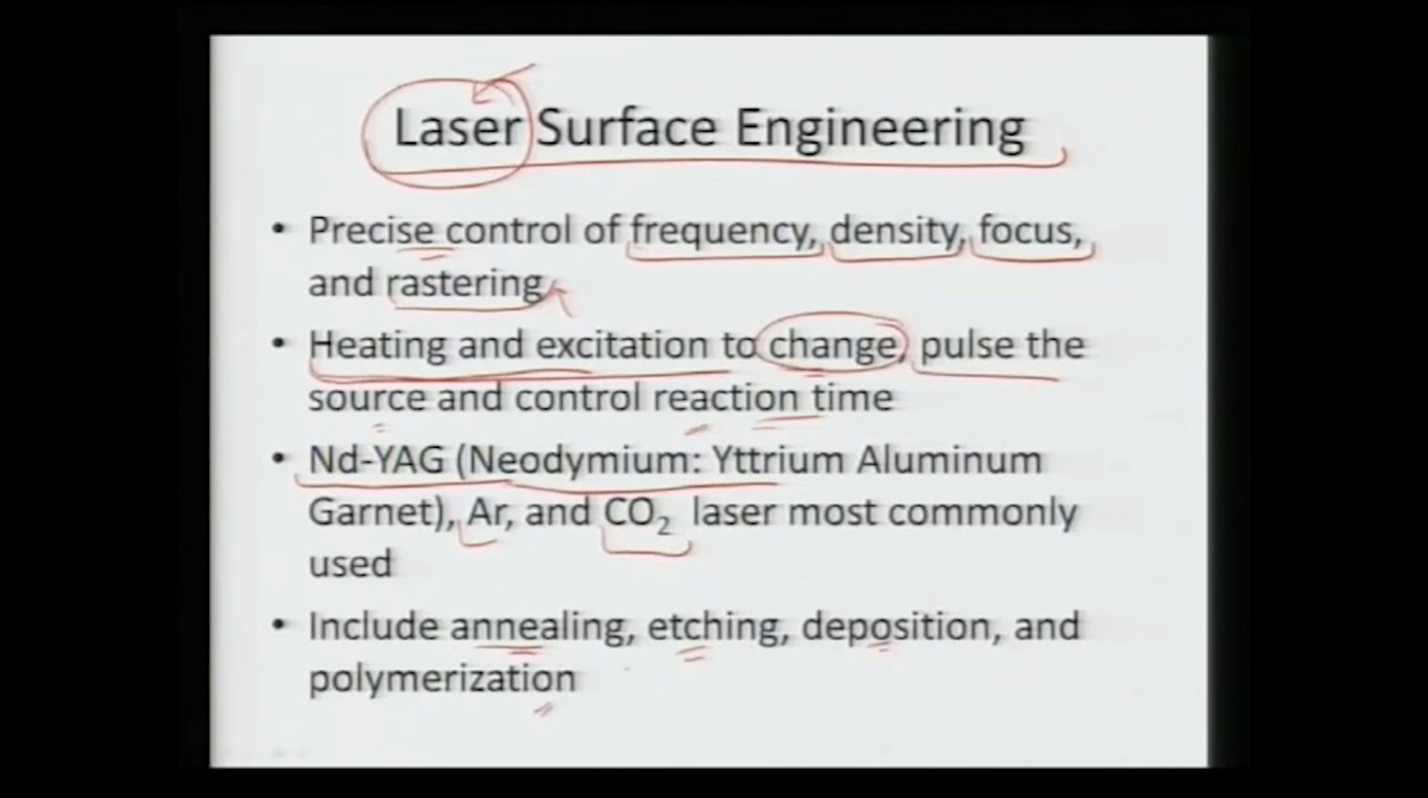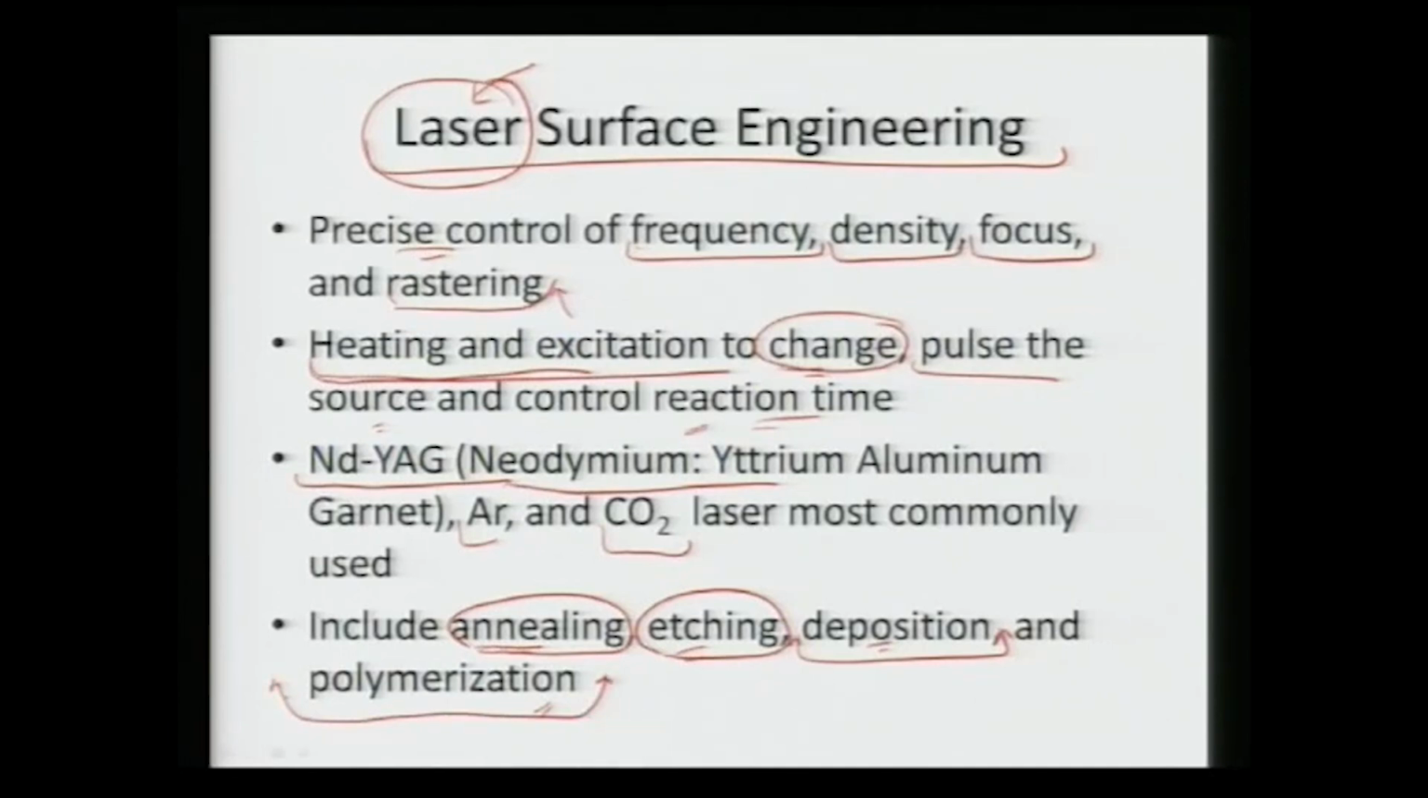So we can utilize laser for either annealing the surface or etching the surface out. By etching we can provide certain contours and geometries to the particular material. We can also deposit certain materials or certain chemicals on the surface of the substrate. We can also induce cross linking or polymerization by utilizing lasers.